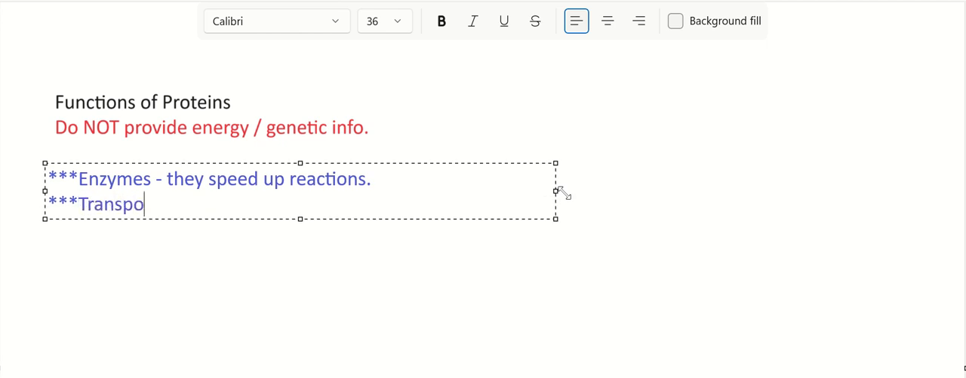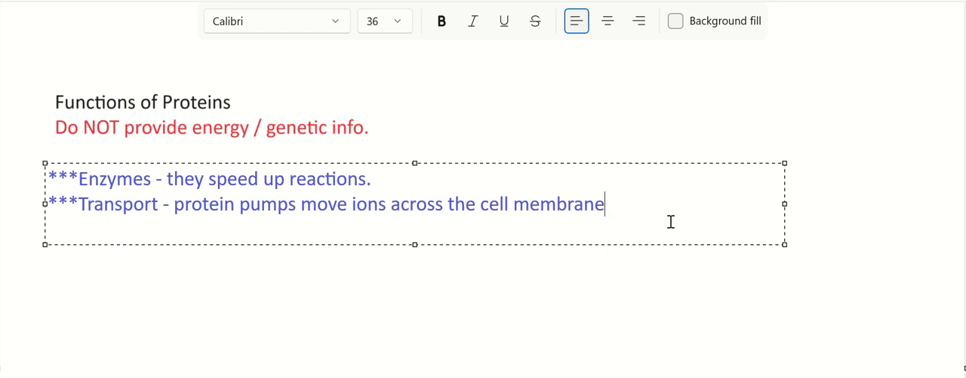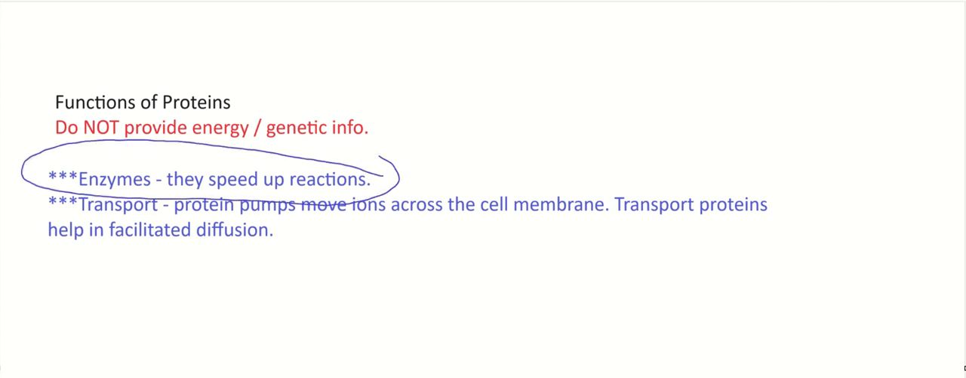Another one is they can help transport, okay? Protein pumps move ions across the cell membrane, all right? Transport proteins help in facilitated diffusion, all right? Like moving glucose in and out of the cell, things that are polar, right? So this is probably easier to remember. Enzyme, that's a good one.